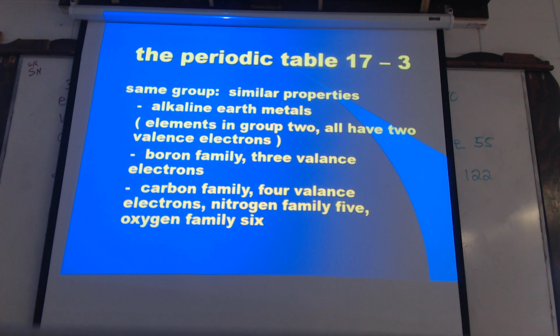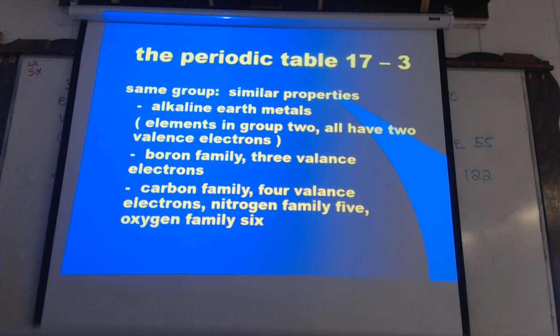So group 2 has 2 valence electrons. The boron family is in column 3, so we've got 3 valence electrons. Same with the carbon family, and so on and so forth. Every time you go over one column, you're adding 1 valence electron.